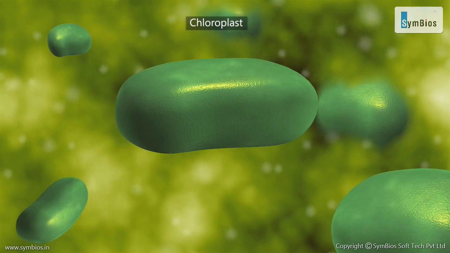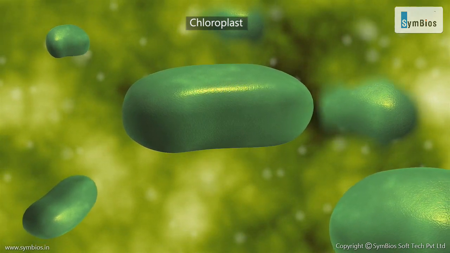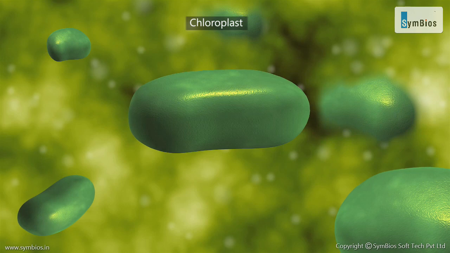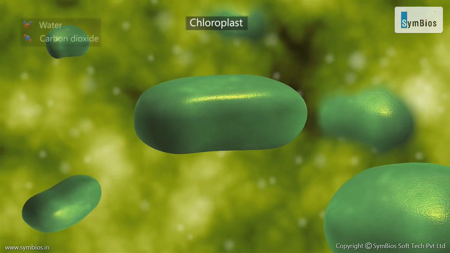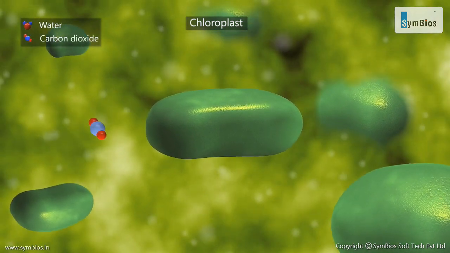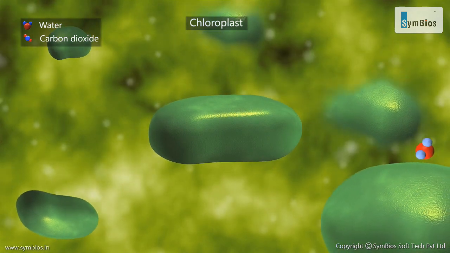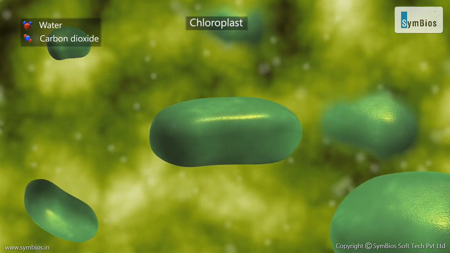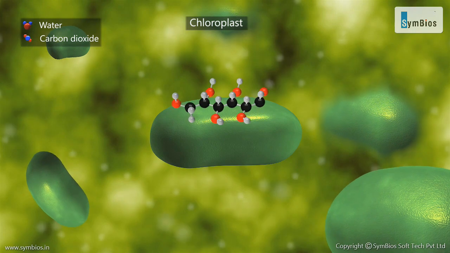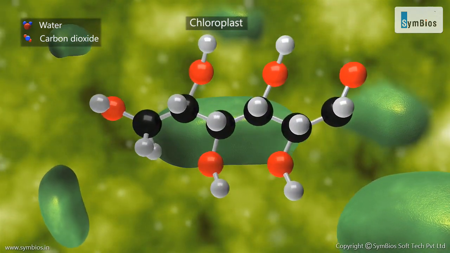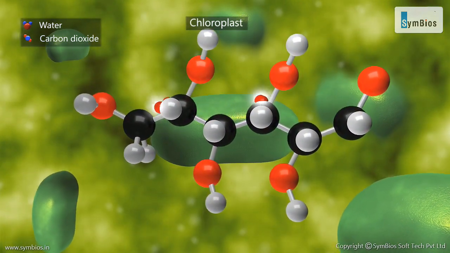Photosynthesis is a process by which green plants are able to synthesize their food in the presence of sunlight by taking carbon dioxide from the environment and water from the soil. Food is synthesized in the form of simple carbohydrates like glucose. Oxygen is released in this reaction.